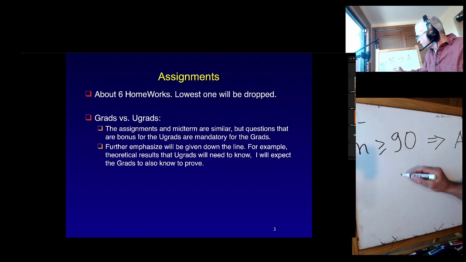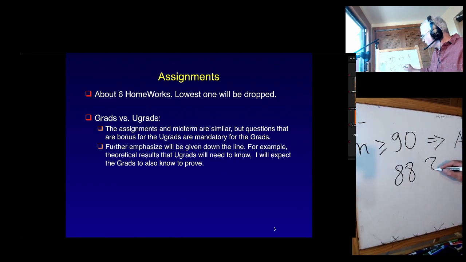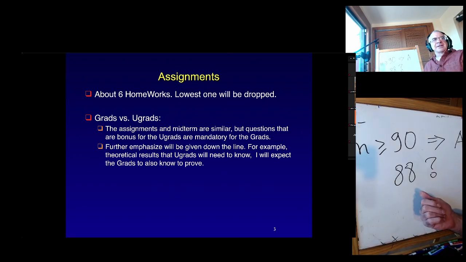What happens if you're getting 88? If you're getting 88, I'll have to look at which questions you answered. I'll take another look at your homeworks. I'll ask, how are you doing as a student? Are you trying? Are you well motivated? Are you participating? Or do I know nothing about you? So 88 maybe is a gray area. 87 maybe is a better example. 87, I keep the right to bump you up to an A, or it can be a B.